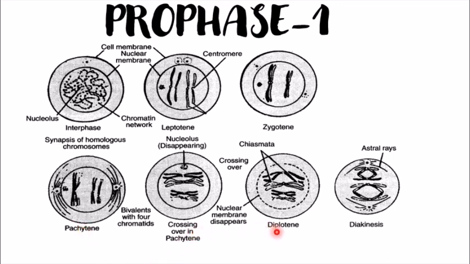Then we had diplotene. In diplotene the homologous chromosomes start to repel each other, and along with the repelling they also shared their genetic material with each other. And in diakinesis the division is starting, that is the spindle fibers arise and start to go from the centromere, and in the next phase it will start to divide. So these were the 5 phases of prophase 1: leptotene, zygotene, pachytene, diplotene and diakinesis.